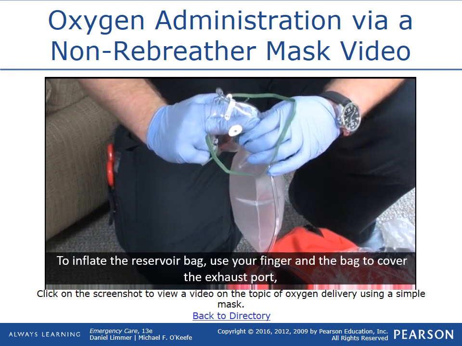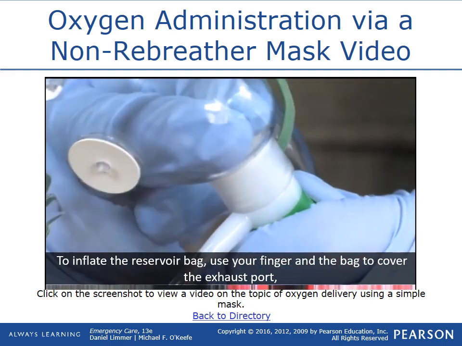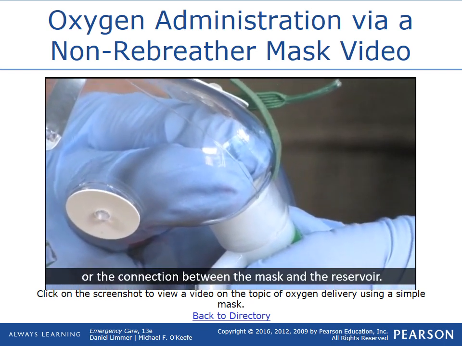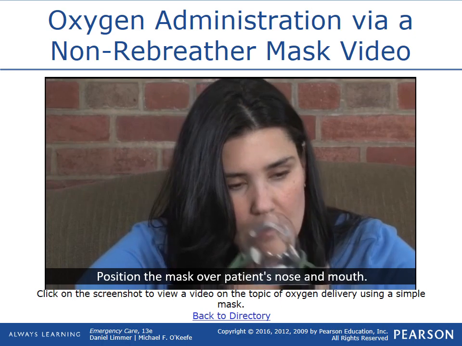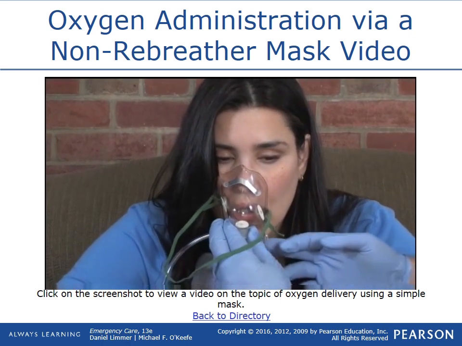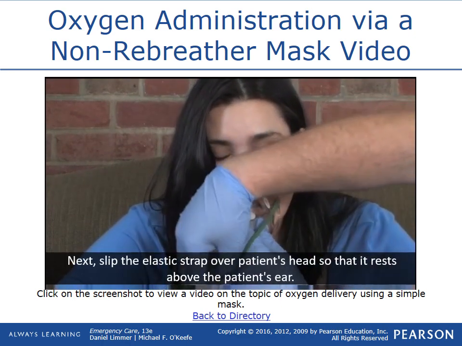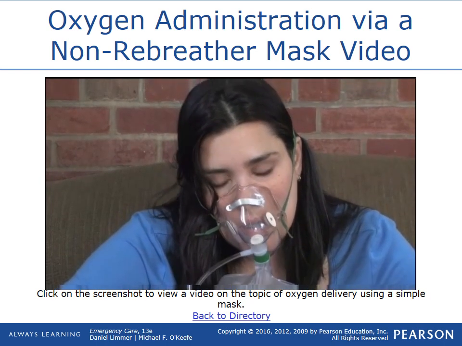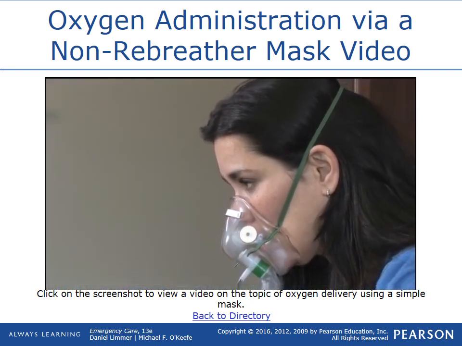To inflate the reservoir bag, use your finger and the bag to cover the exhaust port or the connection between the mask and the reservoir. Position the mask over the patient's nose and mouth. Next, slip the elastic strap over the patient's head so that it rests above the patient's ear. Tighten the strap as needed.